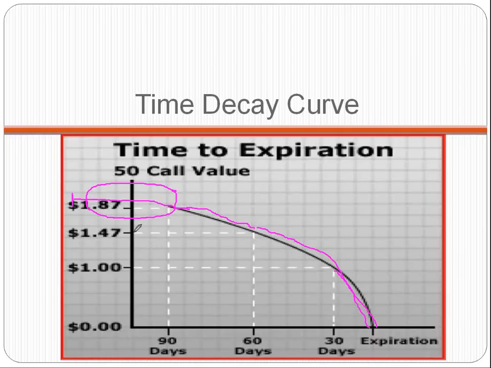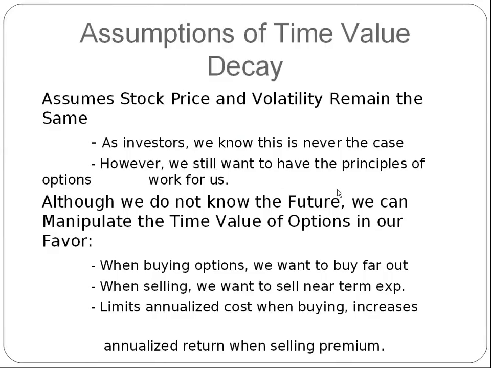A, to give you more time for the stock to move in your desired direction, and B, because you don't want to suffer the time decay. In the first 2 or 3 months, you want to be able to manipulate that in your favor. We want to be selling premium here. In the last 30 and the last 45 days, we want to be buying protection further out in time. Okay? Now, we don't know the future, but we do want to manipulate time value.